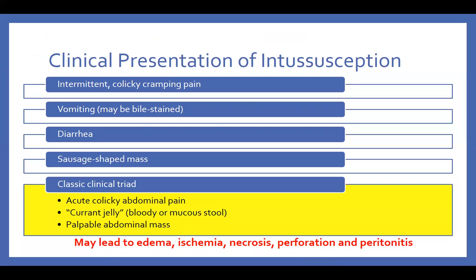So, what are some of the clinical presentations of intussusception? What are the symptoms that the patient presents with? Let's cut it short. The majority, we will call it the classical clinical triad. In other words, acute colicky pain, currant jelly or bloody mucousy stool, and of course, palpable abdominal mass.